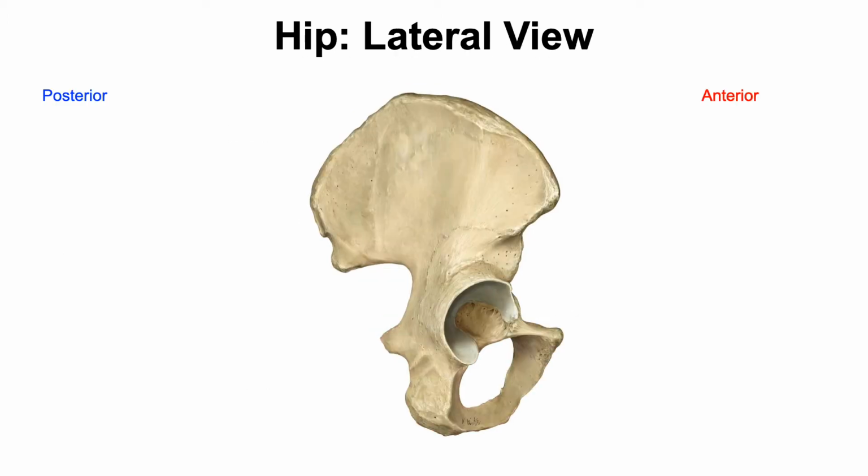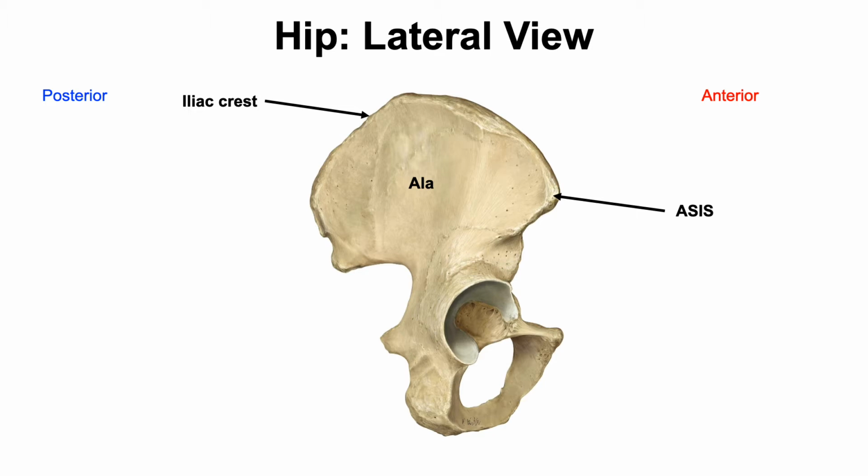So now we're going to look at the individual features of a hip bone. In this image, this is a lateral view. If you put your hand on the outside of your hip, this is the area that we're looking at. Anterior is towards the right of your screen, while posterior is to the left of your screen. So starting superiorly, we have three main things.